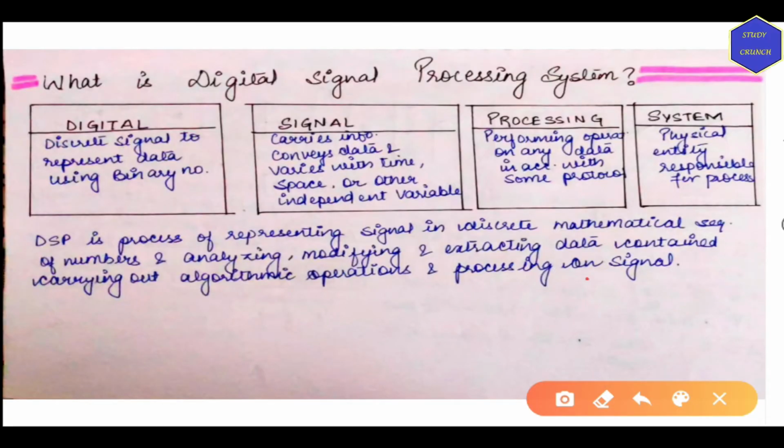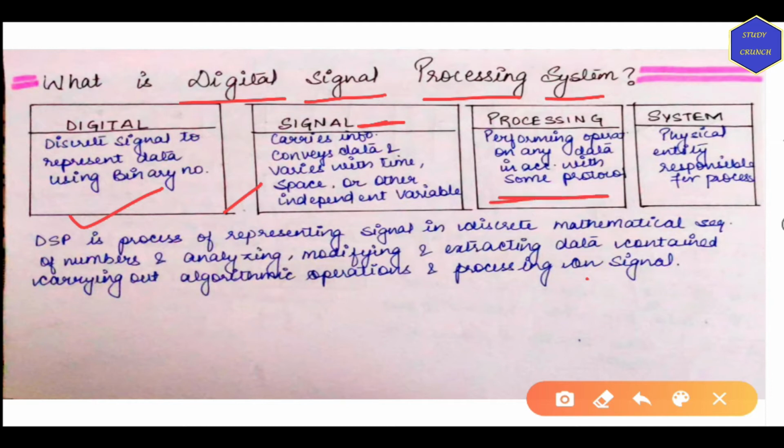What is digital signal processing? We can break this term into digital, signal, processing and system. First of all, what is a digital signal? Digital is actually a discrete signal to represent the data using binary numbers. What is a signal? Signal is the information carrier. It carries information which conveys data within a time or a space region. So we can say that it varies with time, space, or any other independent variable. So signal is basically the carrier of digital data.